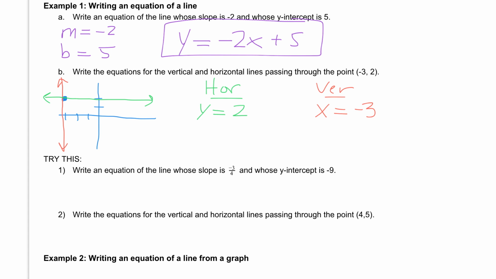If you did number 1 correctly, your answer should be y equals -3/4 times x minus 9. And for number 2, the vertical line that you should have had should be x equals 4. And the horizontal line you should have had should be y equals 5.